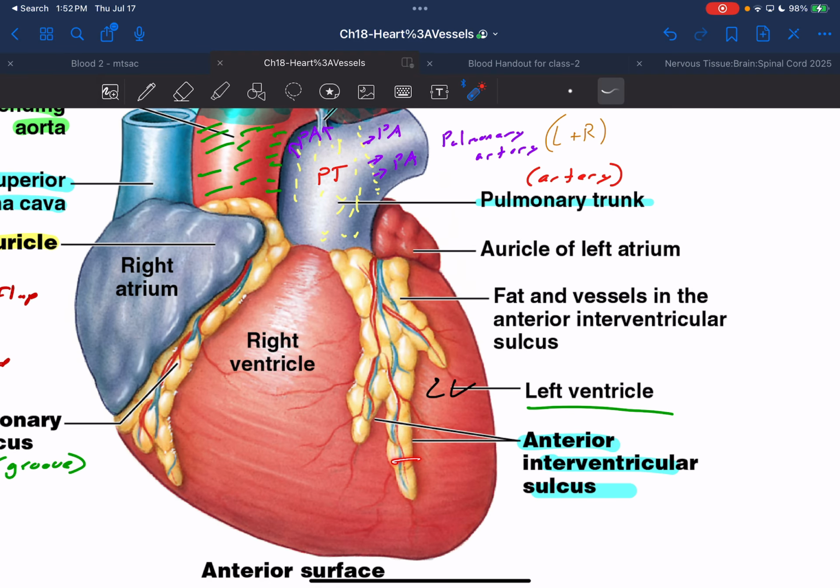There is another sulcus, a groove that separates both the right ventricle and the left ventricle, and it's named after that.